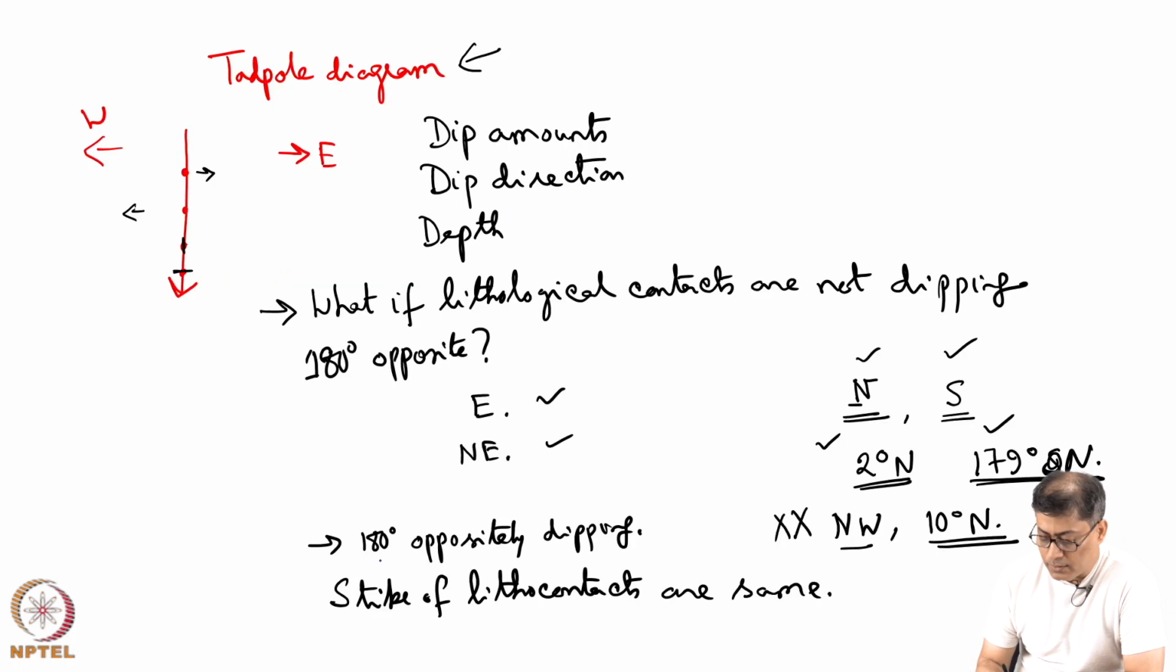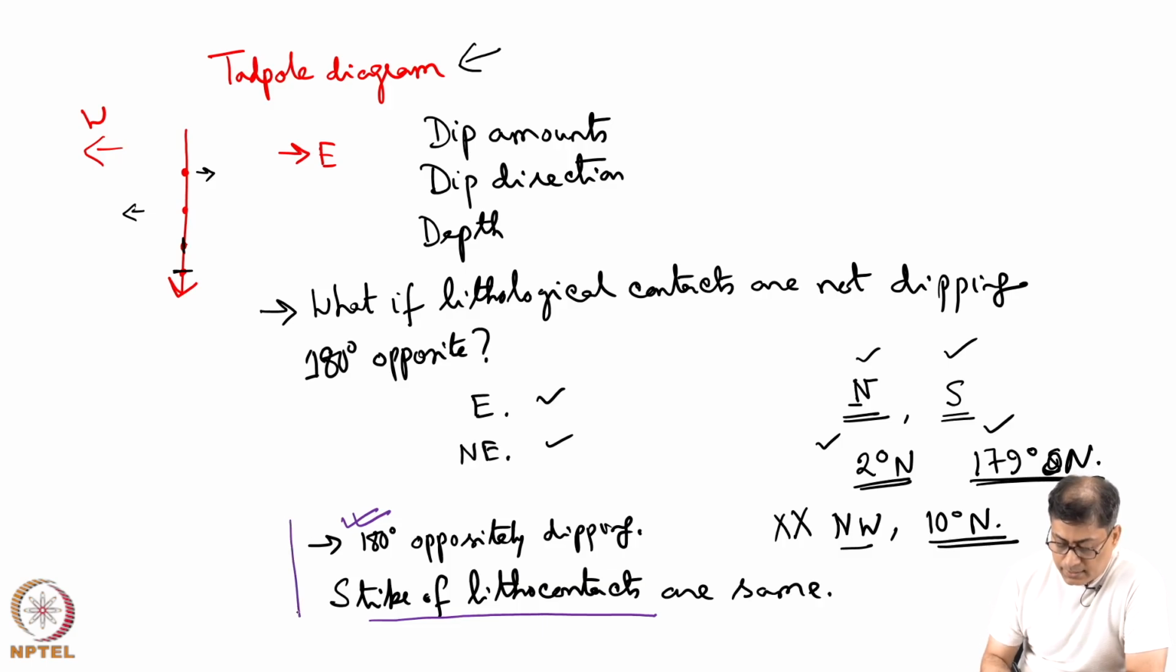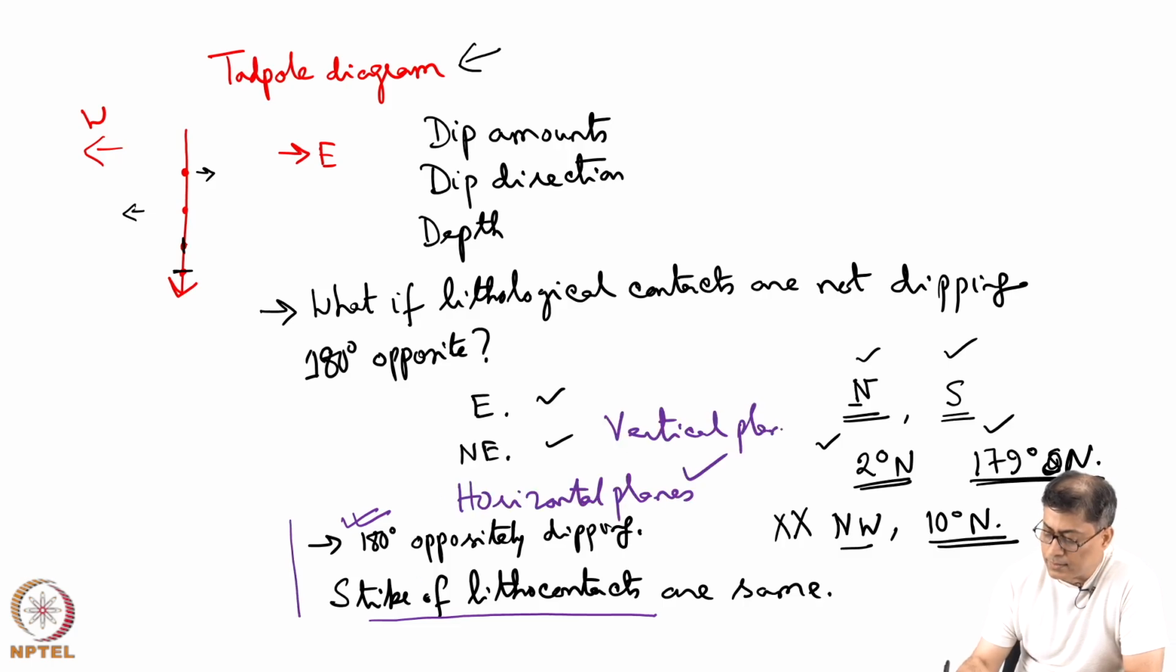The lithological contacts at different depths that are 180 degree oppositely dipping, which means they have the same strike and opposite dip direction. There is no restriction in the dip amount, which can vary from 0 to 90 degree. In fact, besides such planes, horizontal planes can also be plotted and even we can plot vertical planes.